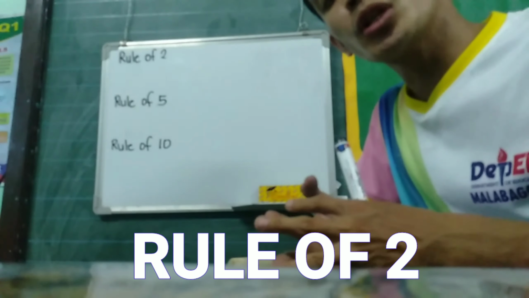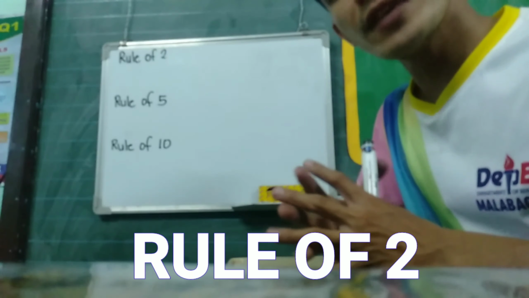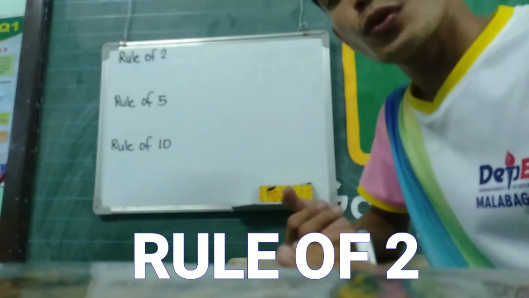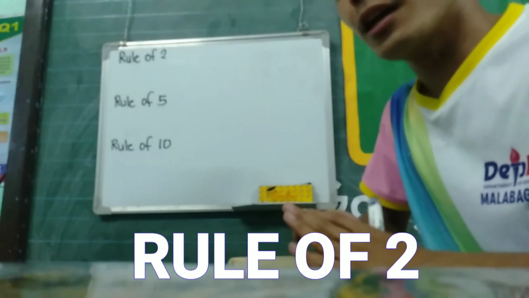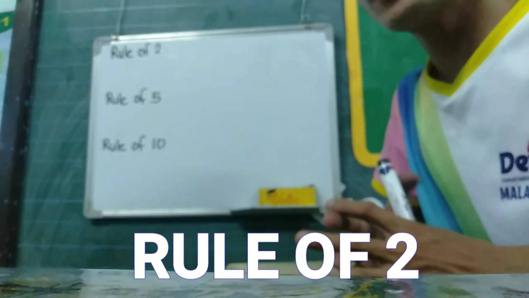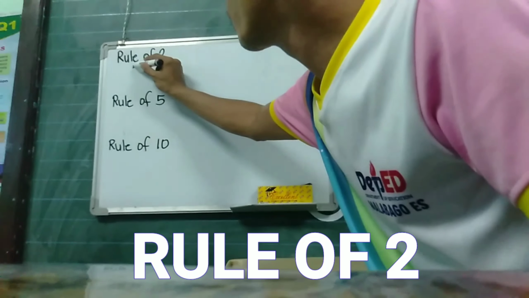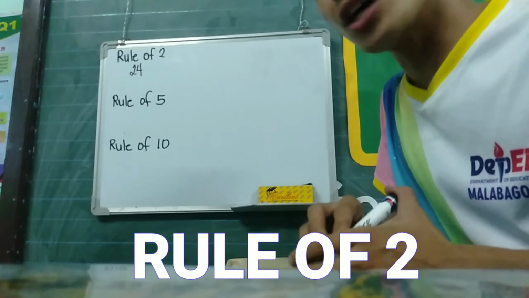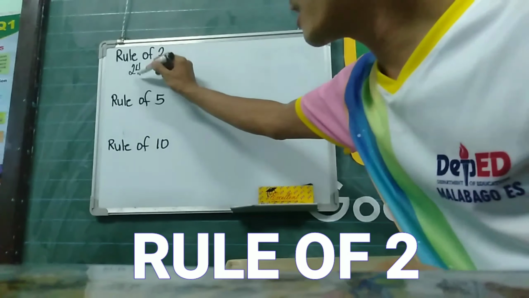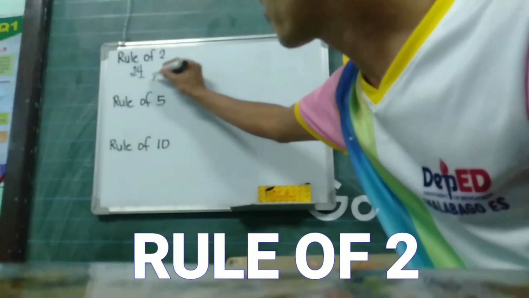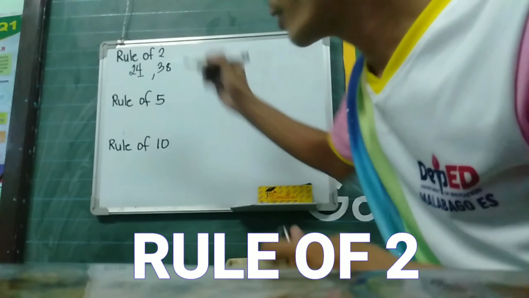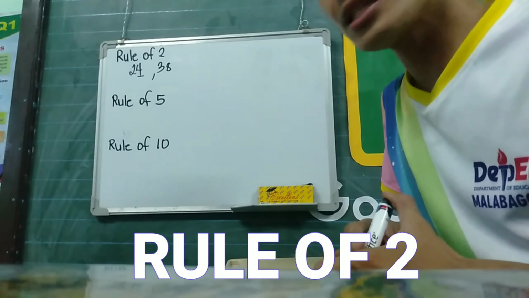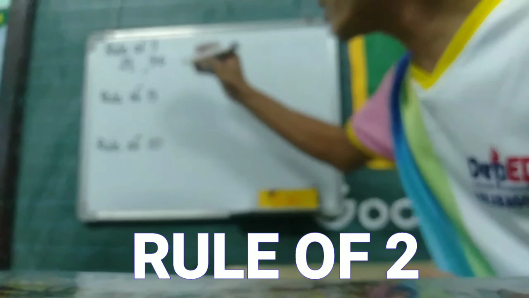When can we say that a number is divisible by 2? A number is divisible by 2 when the last digit of a number ends with 0, 2, 4, 6, and 8. And in short, the number is an even number. Example, 24. 24 is divisible by 2 because it is an even number, or the last digit ends with 4. Another, 38. 38 is divisible by 2 because it is an even number, or the last digit ends with 8.